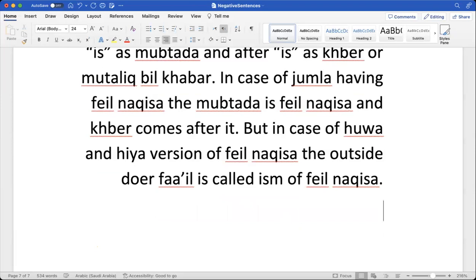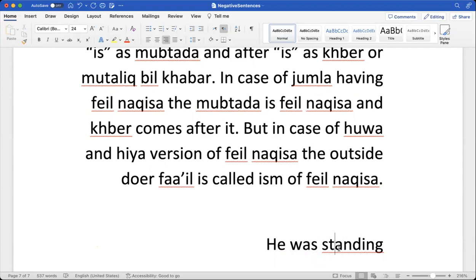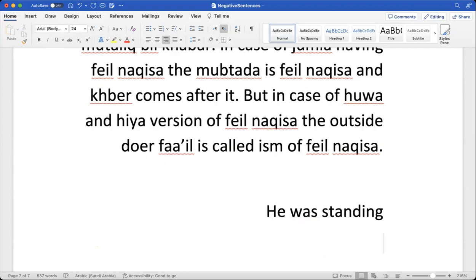Okay. If I say like this, he was standing. Now I have made Kana here. Okay, he was means Kana. It's a Kana family. Okay. Now in this case, if I write in Arabic, I will use Kana, then I will use standing. So I'll use like this: Kana qa'iman.